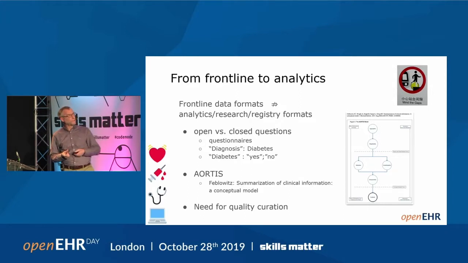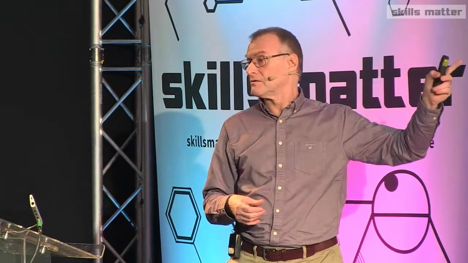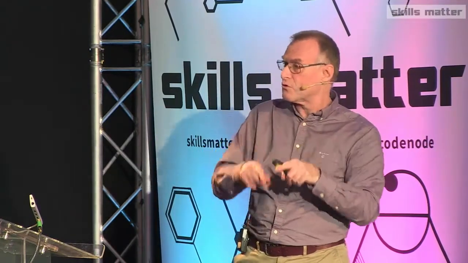As a very simple example, a lot of the data that you get, even at clinical registry or quality improvement level, and certainly when you get into the research and pure analytics space, comes from questionnaires. There's a lot of direct questioning, like, does the patient have diabetes? Yes, no. But in the original system, certainly in a GP system, there will be no such question. There will be the patient has a diagnosis of diabetes. Now, in pure computational terms, that's a text or a coded term, and the closed question is a Boolean. And actually, the name of the thing is the question.